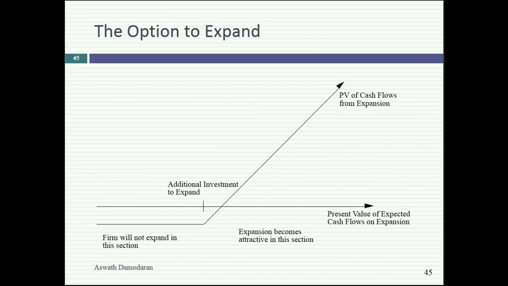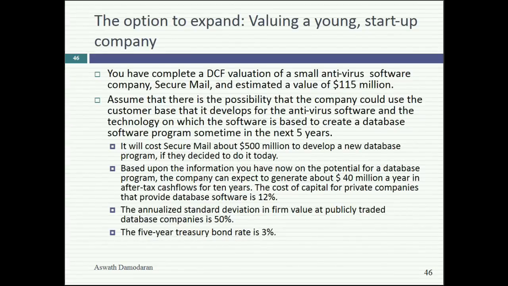So I'll show you where this can be used. Let's assume I'm valuing a young company. It's, in this case, a small antivirus software company. Let's call it Secure Mail. Let's say you do a traditional DCF of the company, free cash flows to the firm, discounted at the cost of capital, and the value that you get for the company is $115 million. So if this were a DCF valuation, we're done.